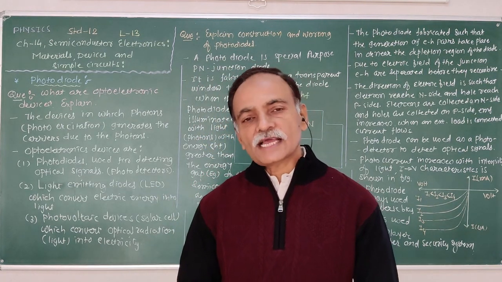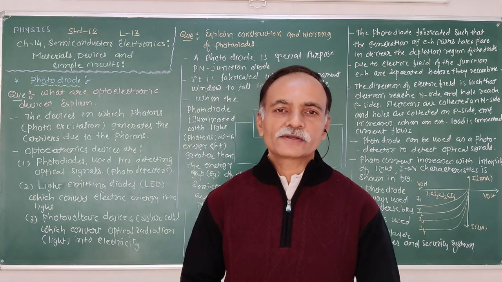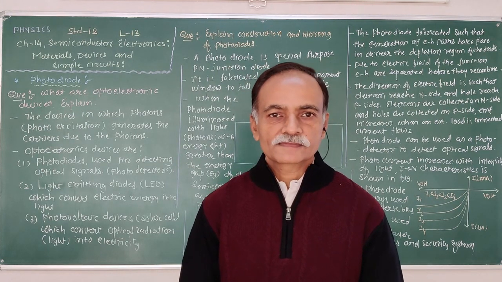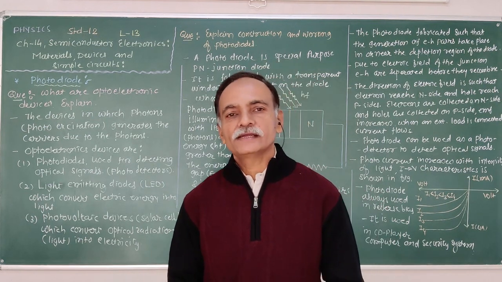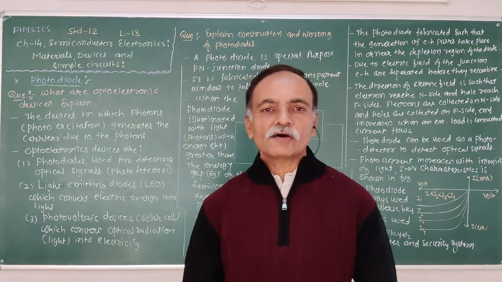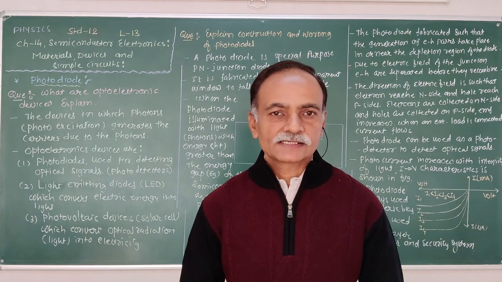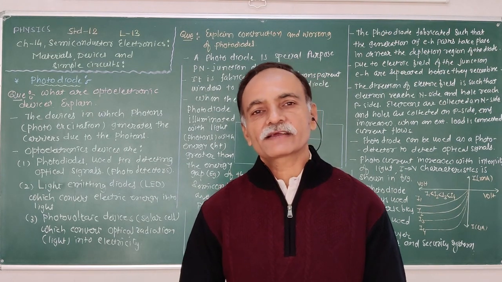Because in this type of PN junction diode, light is used. Light is used to produce the electron hole pair. As a result, the conduction of electricity takes place. Already we discussed this in the photoelectric effect.